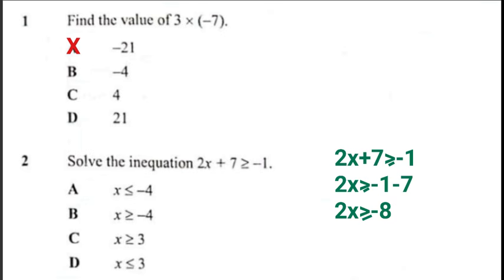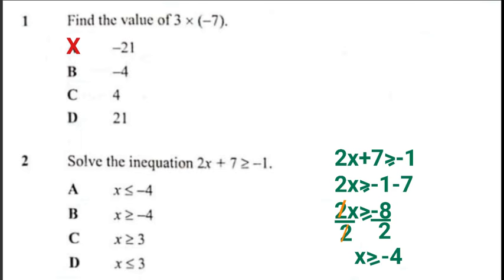Now at this stage, we're going to divide both sides by 2 because we want to remain with x alone on one side of the greater than or equal to sign. So 2 on top will be cancelled and 2 down will be cancelled, leaving us with x which is greater than or equal to, then -8 divided by 2 will give us -4. So that is the correct answer. The correct answer here was B. B was the correct answer for this question.